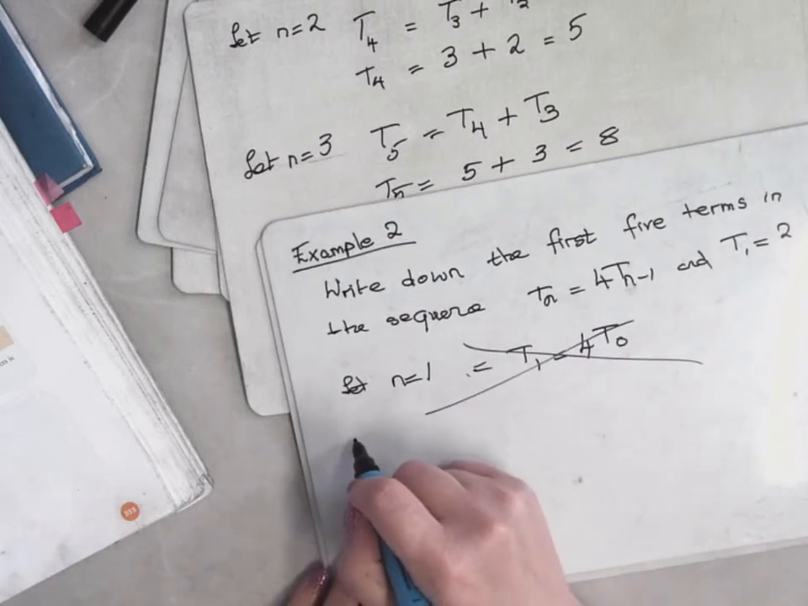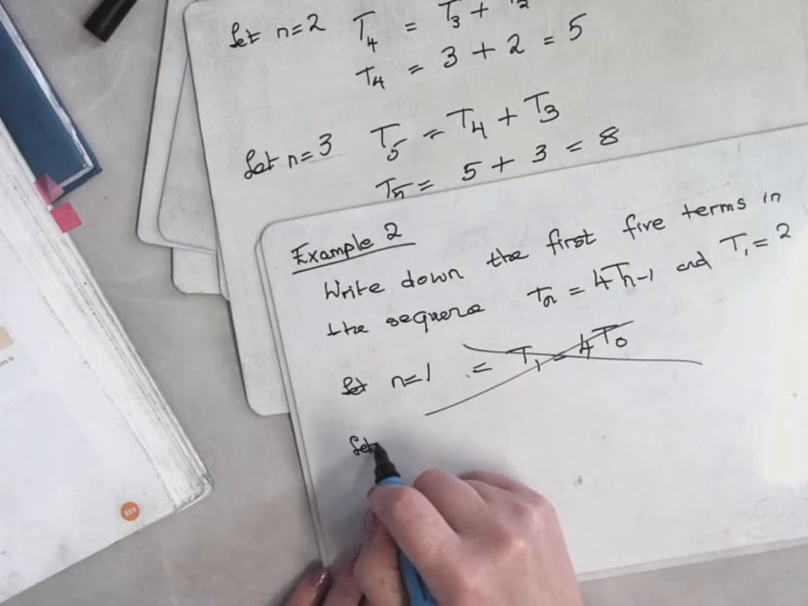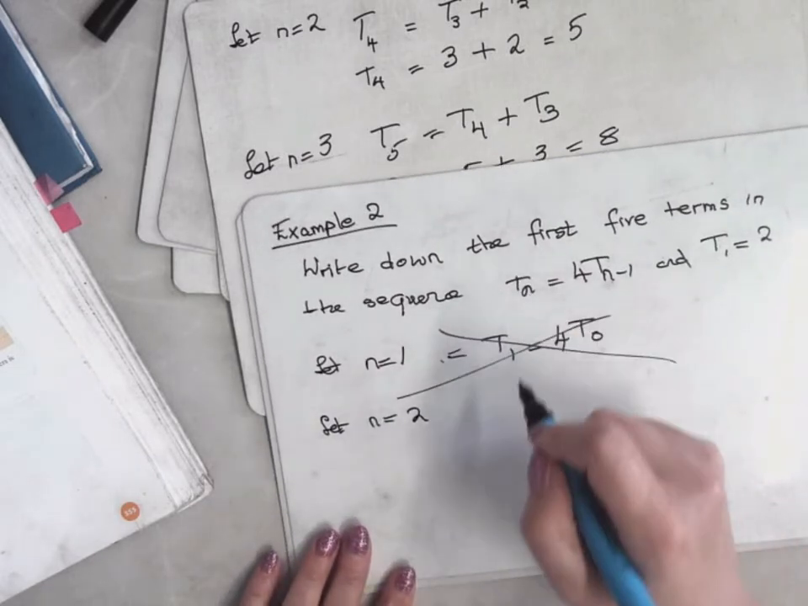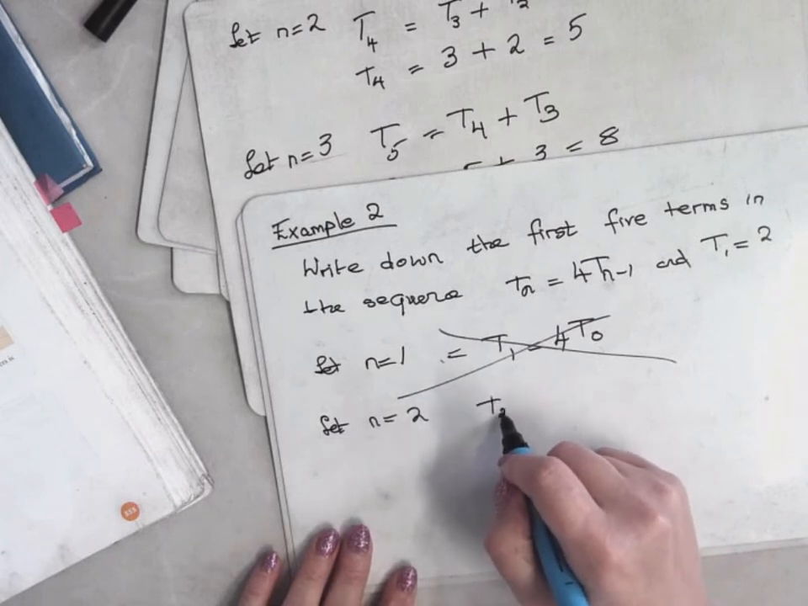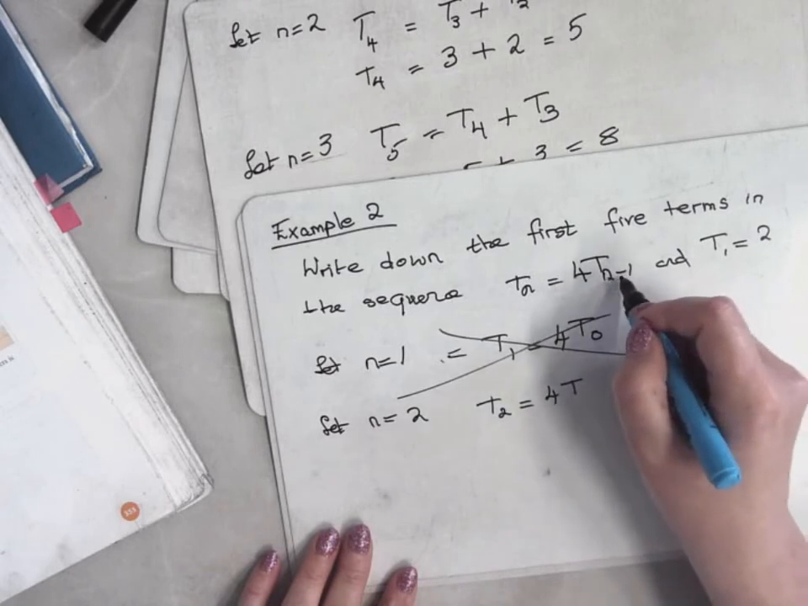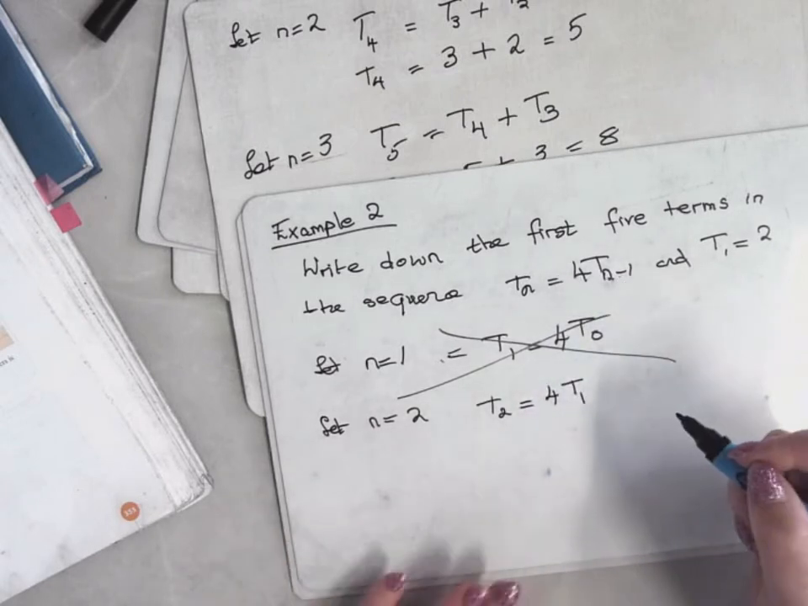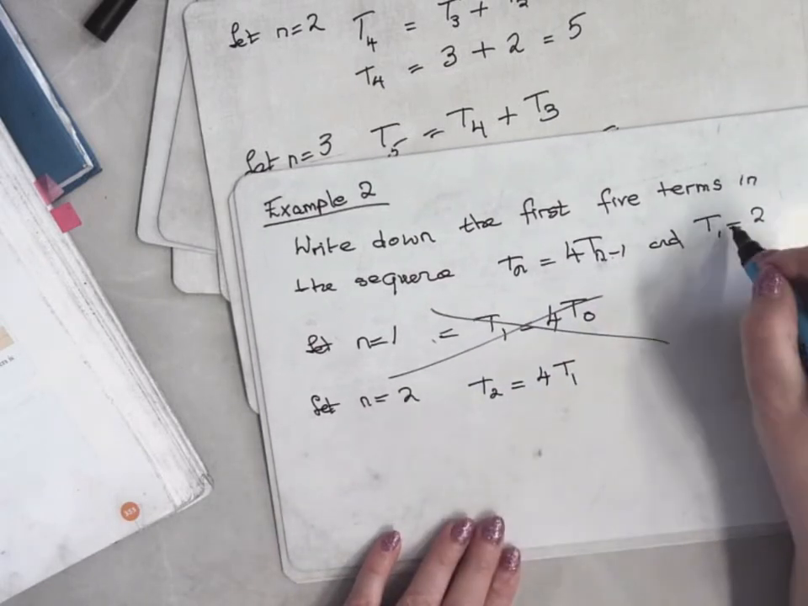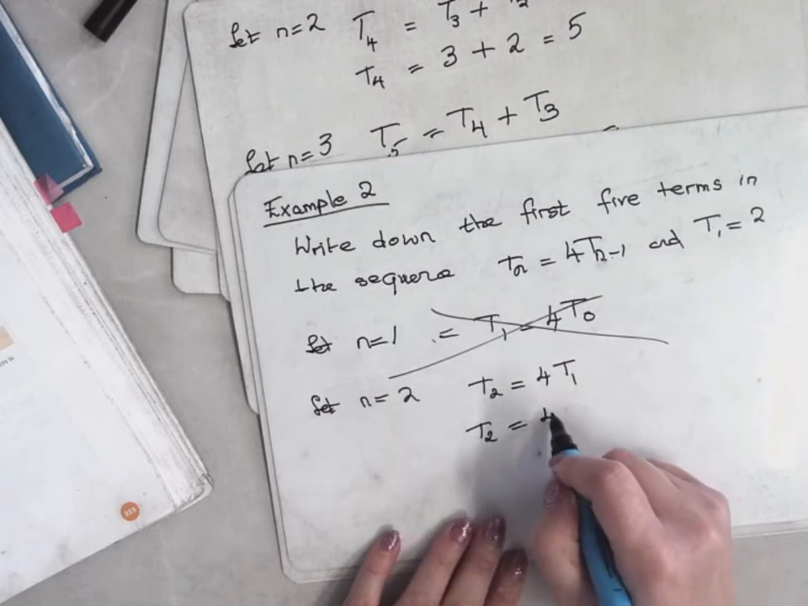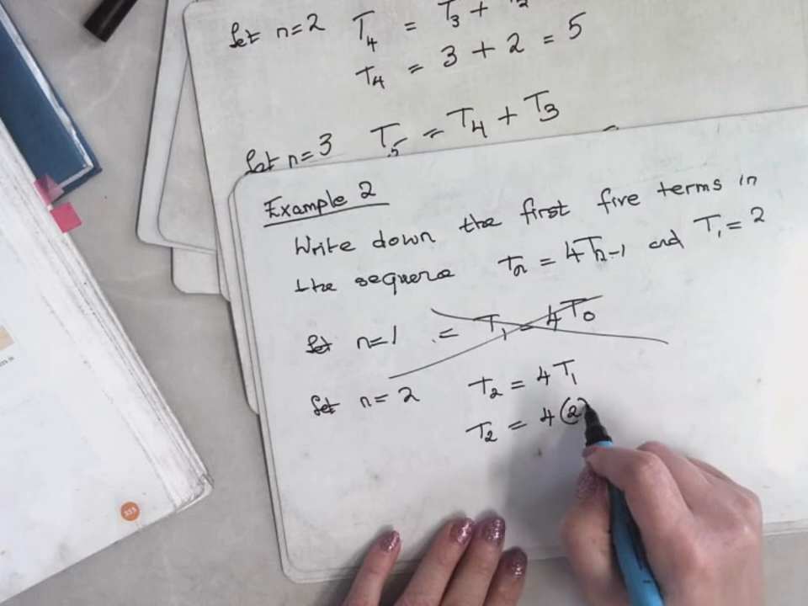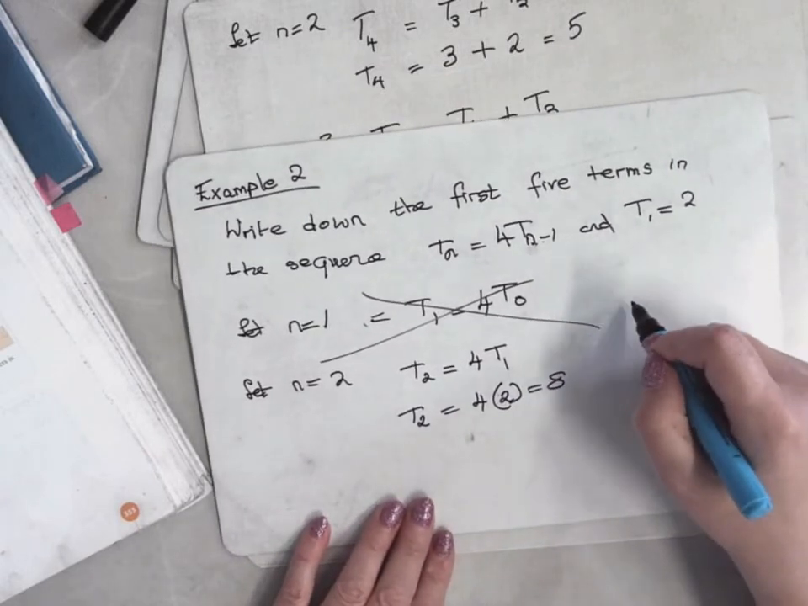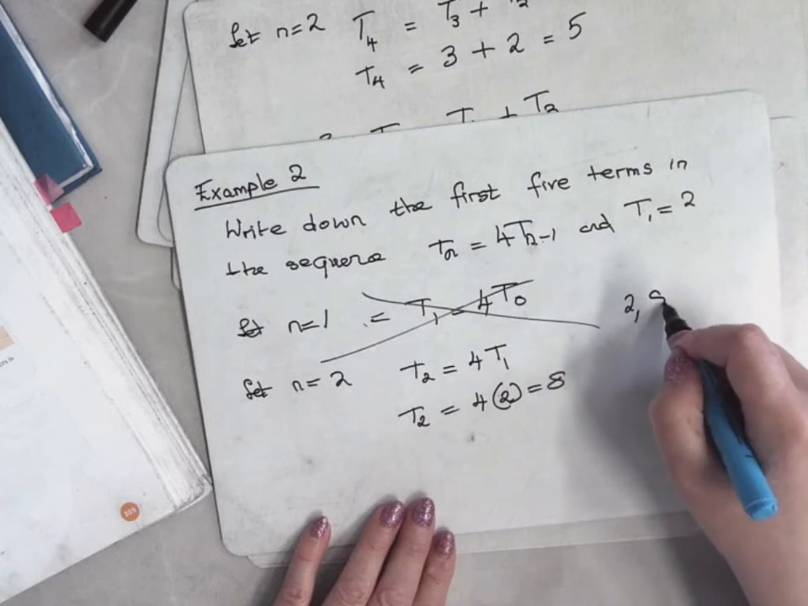Now let n equal 2. That means term number 2 is equal to 4 multiplied by term number 2 minus 1, which is 1. So 4 times term number 1. That's useful because they told me term number 1 is 2. So term number 2 is 4 times 2, which is 8. Starting my sequence, the first term is 2, the second term is 8.